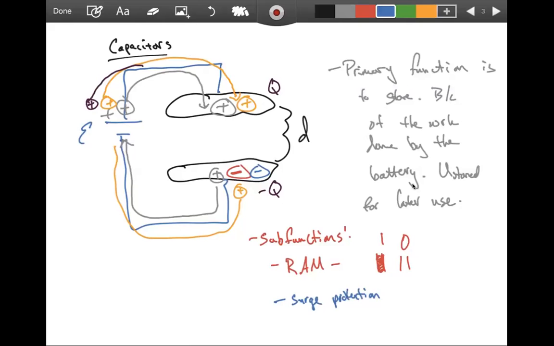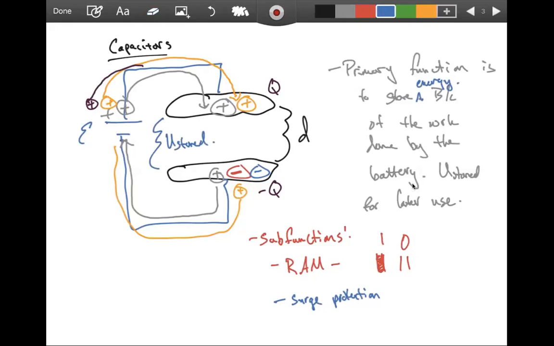Being fried. So these are some sub-functions of capacitors. But again, the primary function of a capacitor is to store energy. I didn't write a complete sentence there. Store energy. There we go. So again, it stores energy because I have to do work on the system with the battery to get this thing to charge up, which means that I'm going to store energy. So I'm going to have energy stored across the capacitor, but we'll talk about that a little bit later.